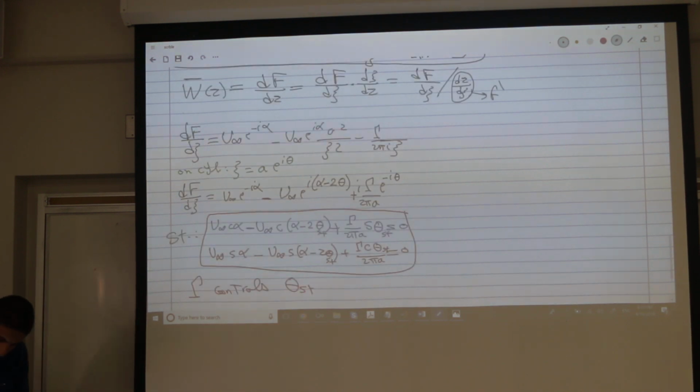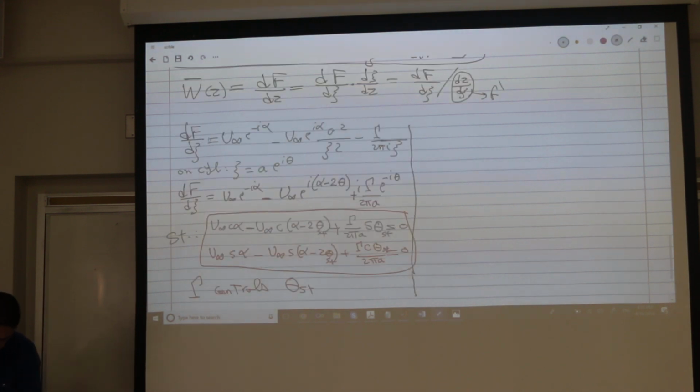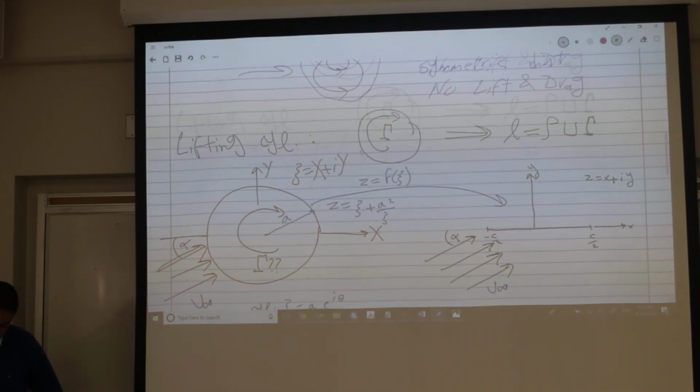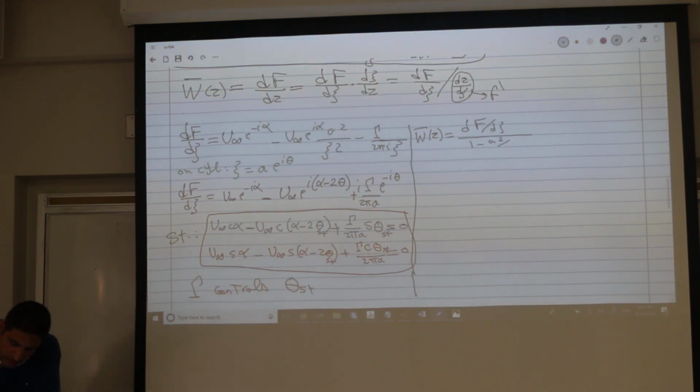Let's continue over there. Get the velocity in the z plane. So I have the velocity here in the zeta plane. Let's get the velocity over there in the z plane. So your w prime in the z is this thing divided by f prime. F prime is easy. Here is your f. Differentiate this with respect to zeta, you get 1 minus a squared over zeta squared. Okay? So this is divided by 1 minus a squared over zeta squared.